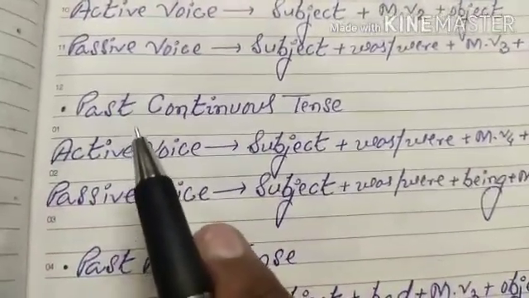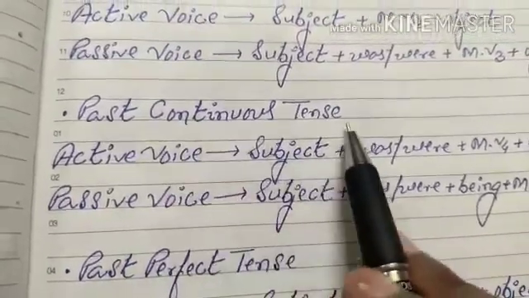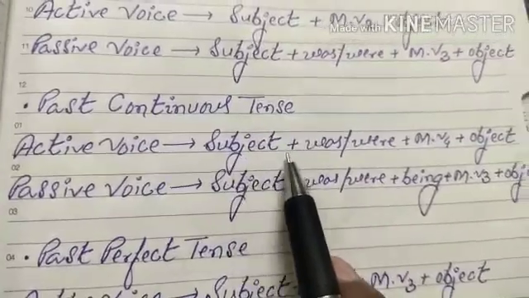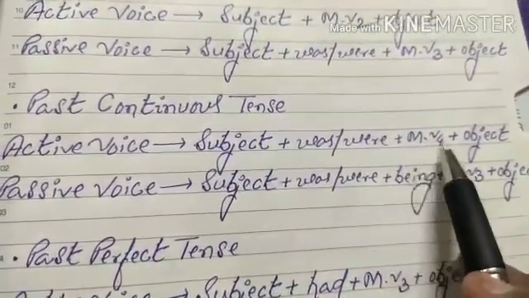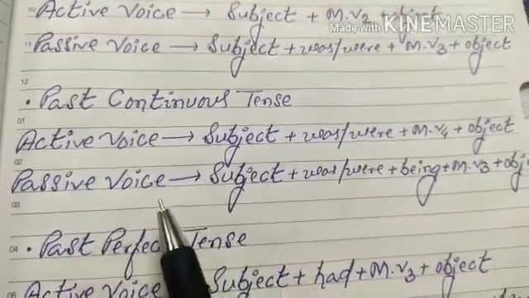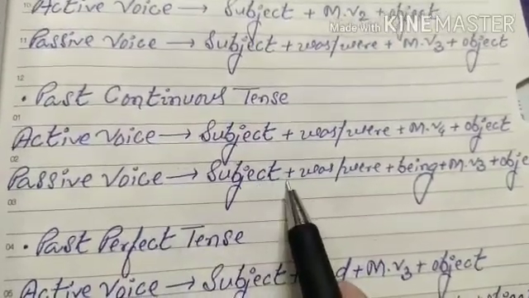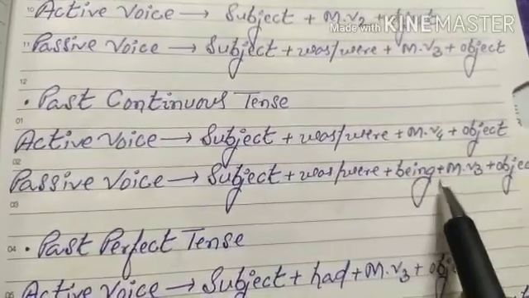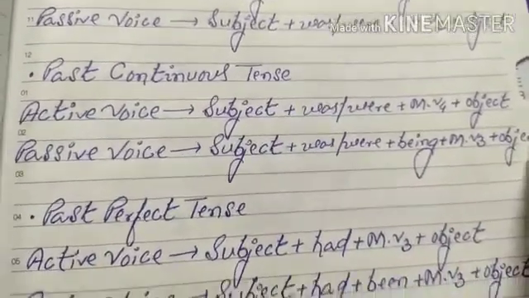Let's move on to the second form of past tense, which is past continuous tense. The structure in active voice is subject plus was or were plus main verb in V4 plus object. And the structure in passive voice of past continuous tense is subject plus was or were plus being plus main verb in V3 plus object.